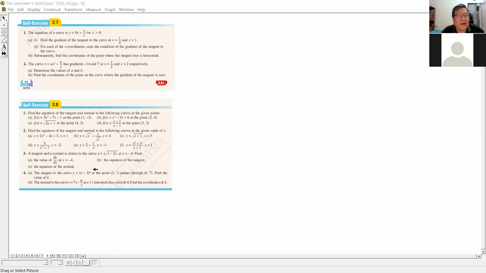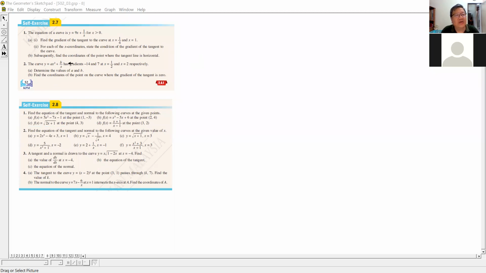The more difficult one will be like this. You see here, self exercise 2.7: the curve ax squared plus bx has gradient and so on. Find a and b. The exam questions in additional mathematics normally put in a lot of unknowns, like a, b, c, m, n, x, y, to make it harder. I want to show you examples where you need to find the unknown inside the curve.